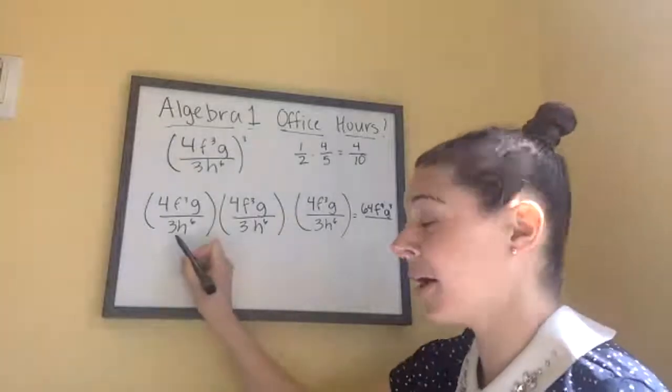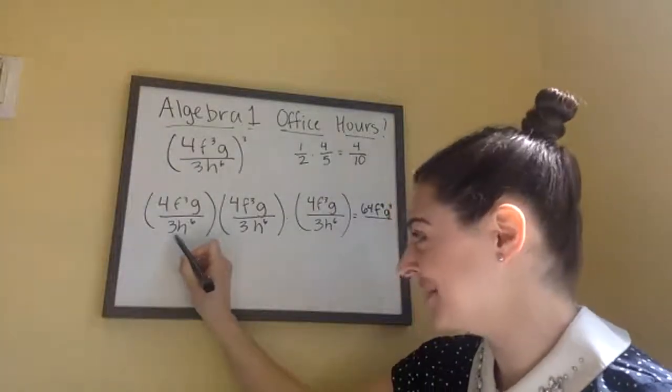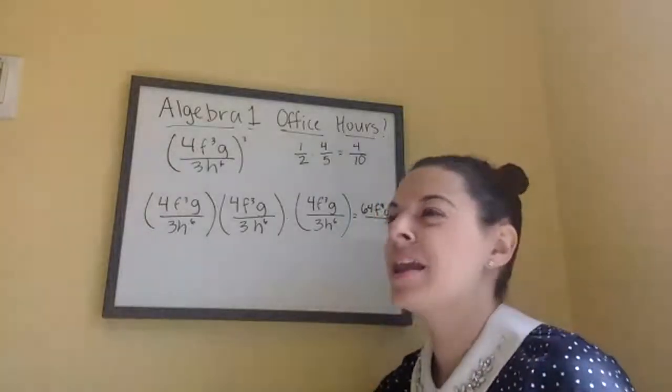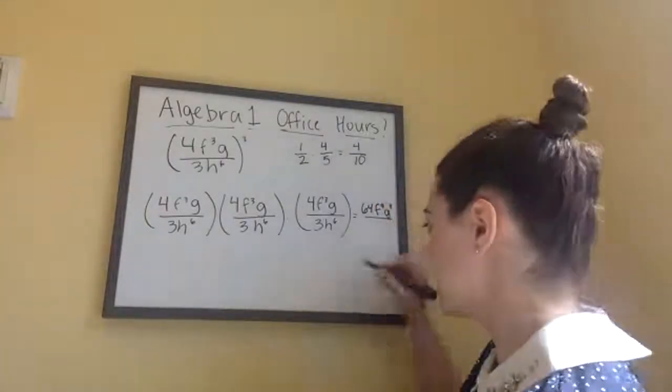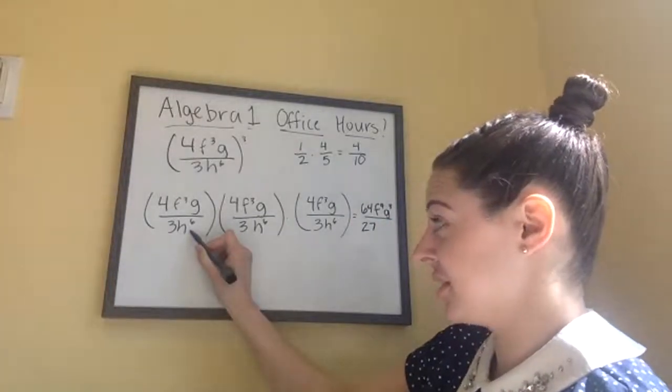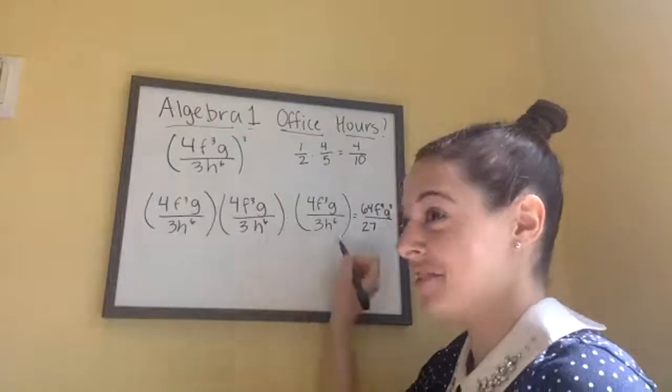All right, the next part is the denominator, the bottom. 3 times 3 times 3. I know 3 times 3 is 9, and then 9 times 3 is 27. Then I need to do h to the 6th times h to the 6th times h to the 6th.